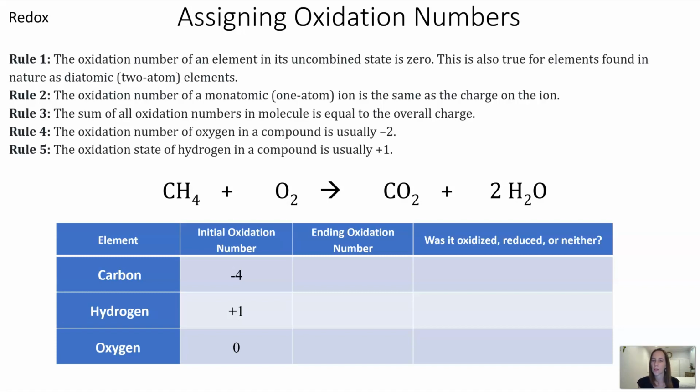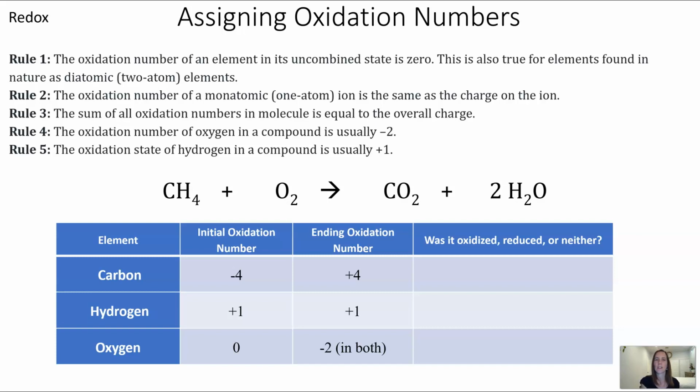Now if we look at water, water is combined with 2 hydrogens and 1 oxygen. We can use rules 4 and 5 to figure out the oxidation numbers here. Hydrogen is +1 and oxygen is -2. We can check that that works with rule 3, where if you have 2 positive ones, that balances out with a -2. So the ending oxidation numbers of our atoms here, carbon is +4, hydrogen is +1, and oxygen is -2. That's true in both of these molecules.